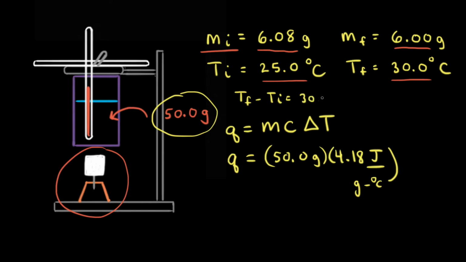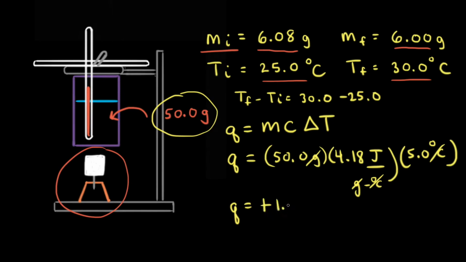which is 30.0 minus 25.0, which is equal to 5.0 degrees Celsius. Grams cancels out, degrees Celsius cancels out, and we find that Q is equal to positive 1.0 times 10 to the third joules. That's to two significant figures.